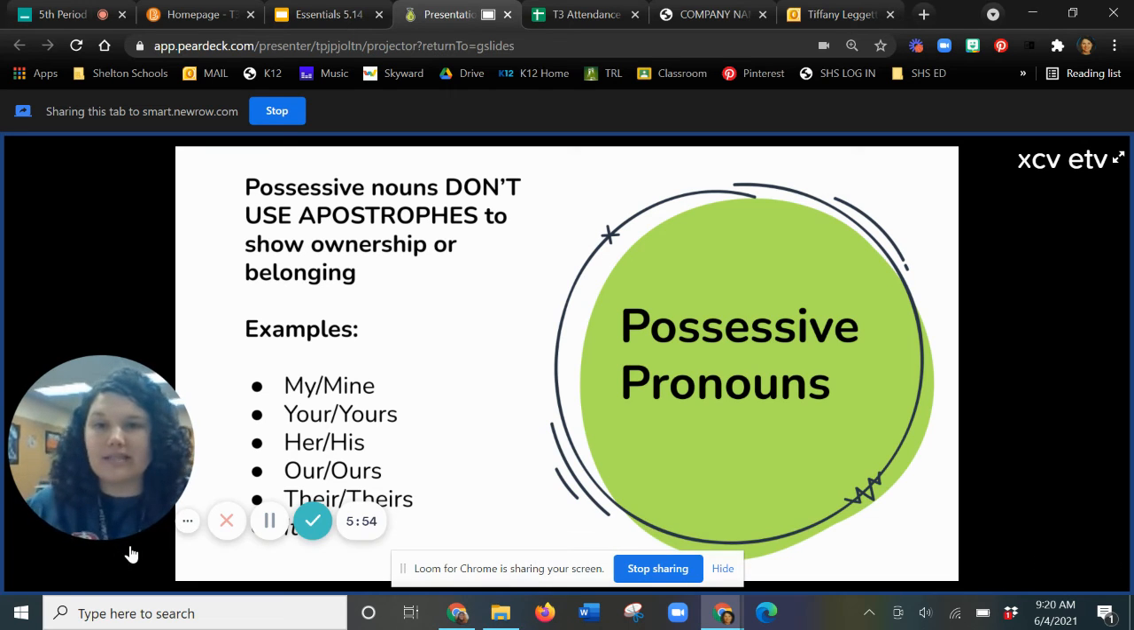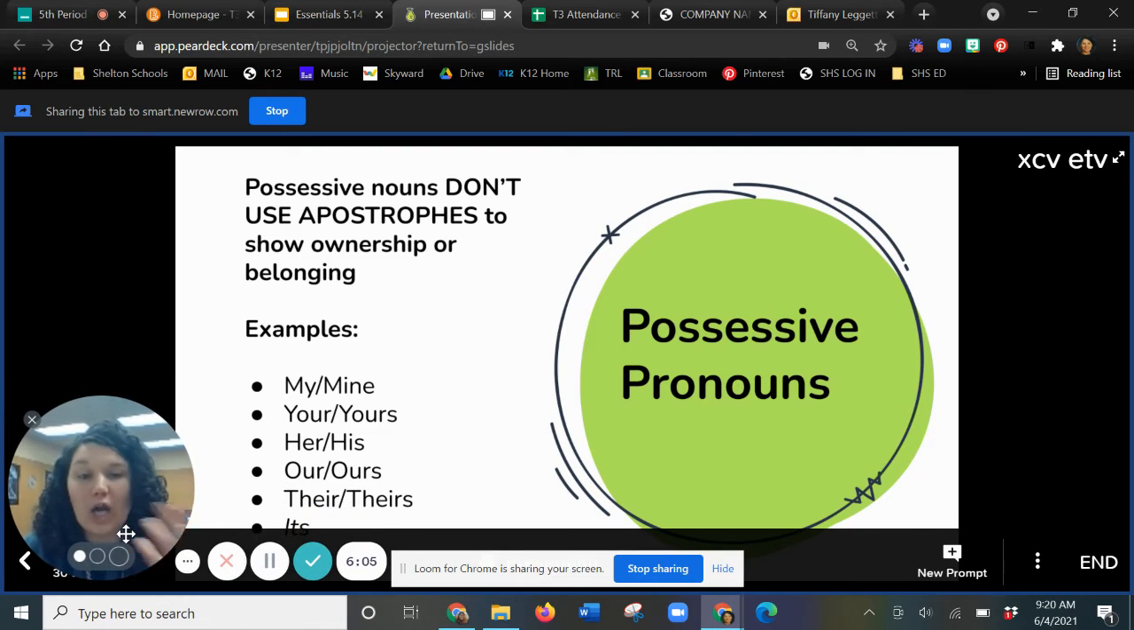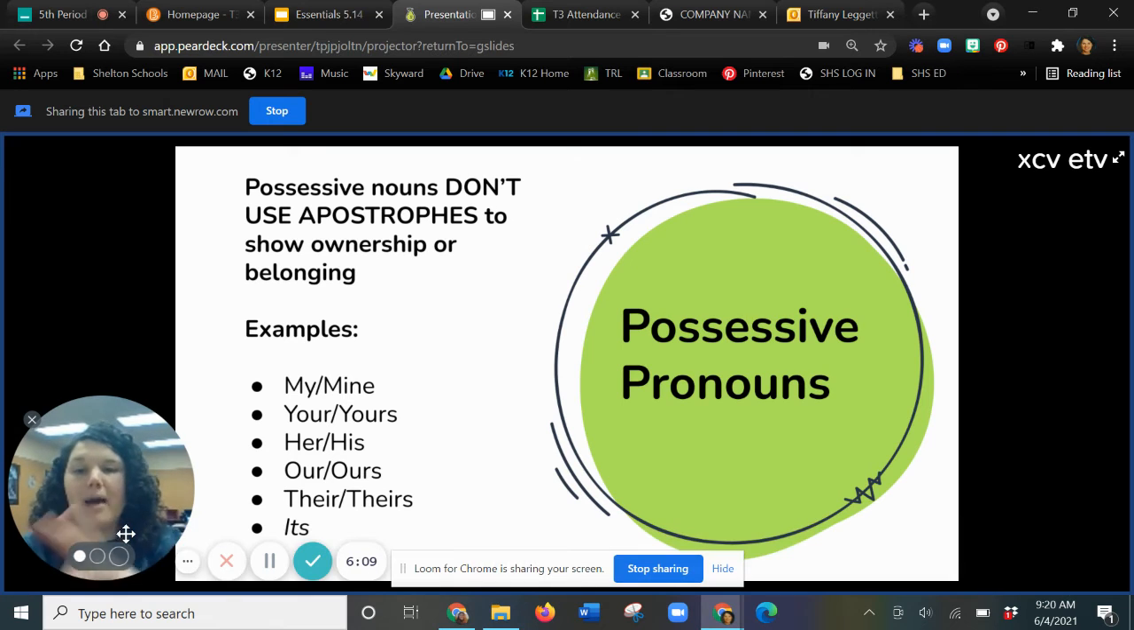So this is possessive nouns. Possessive nouns do not use apostrophes to show ownership or belonging. Here's some examples of possessive nouns that also get used in sentences with antecedents. We've got my and mine, your, yours, her, his, our, ours, their, theirs, its.